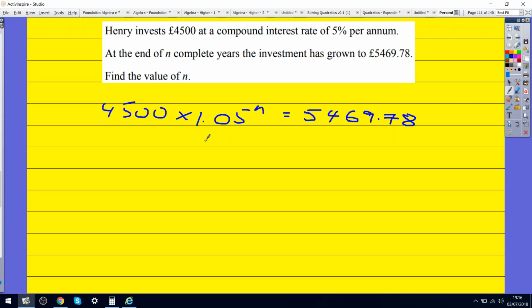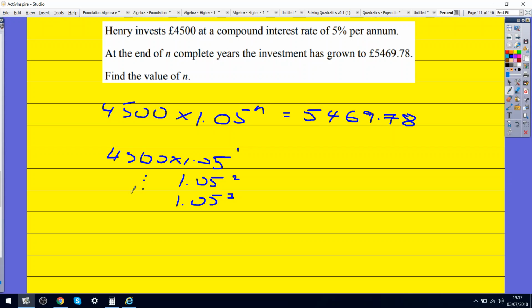So I'll try 4,500 times 1.05 to the power of, looks like maybe 2. Okay, I'll try that. It is 4,961, so it's not 2. So I'll try 3. Not 3. I'll try 4.